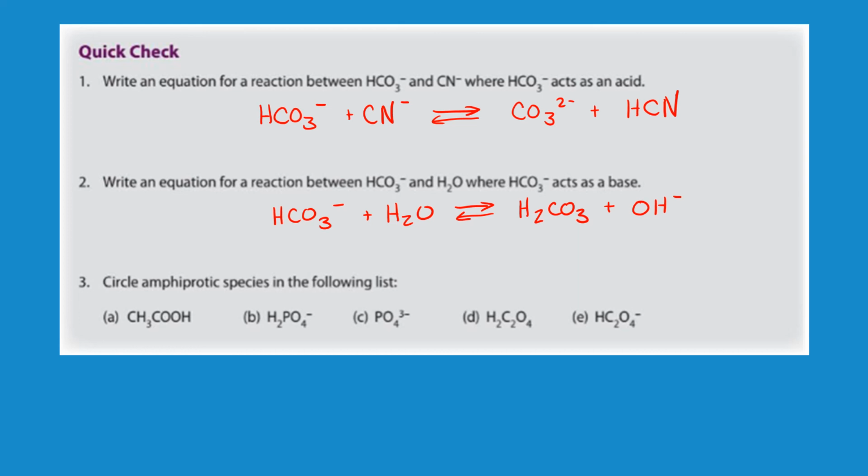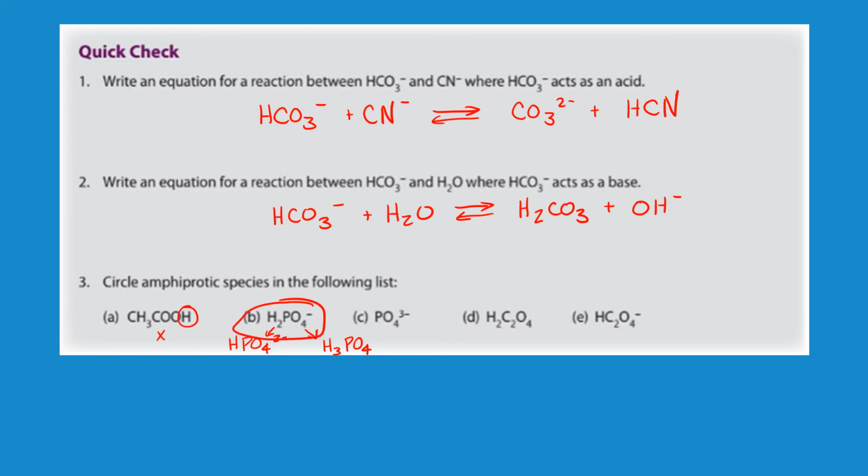Okay, third one here is circle the amphiprotic species in the following list. Now for this one, we're looking for those that can both accept or donate a hydrogen ion. So acetic acid, CH3COOH, only donates the hydrogen ion. It never accepts an extra one, so this one is not included. H2PO4-, however, could donate an ion and become HPO4 2-, or it could accept a hydrogen ion and become H3PO4. So this one is amphiprotic.